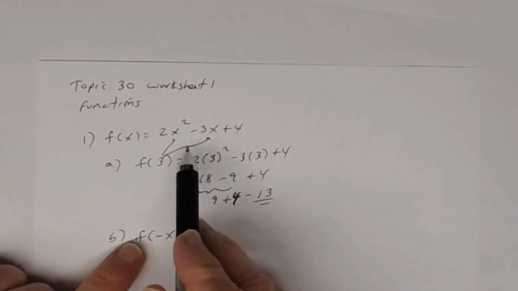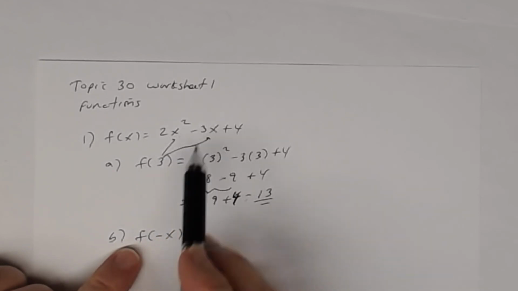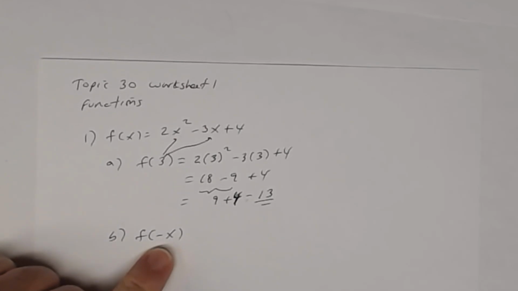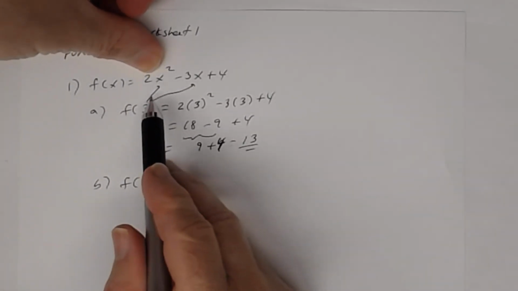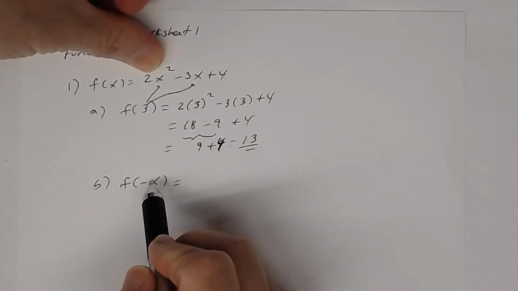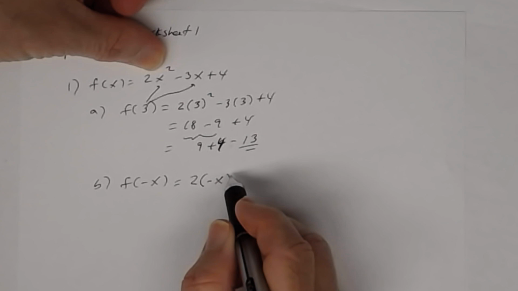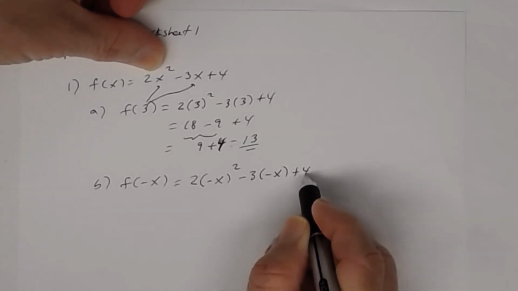So again, you're going to go to your function f. Wherever you see the variable x, this time you're going to substitute a negative x. So we have 2 times x, so I'm substituting negative x now. So 2 times negative x squared minus 3 times negative x, and then plus 4.